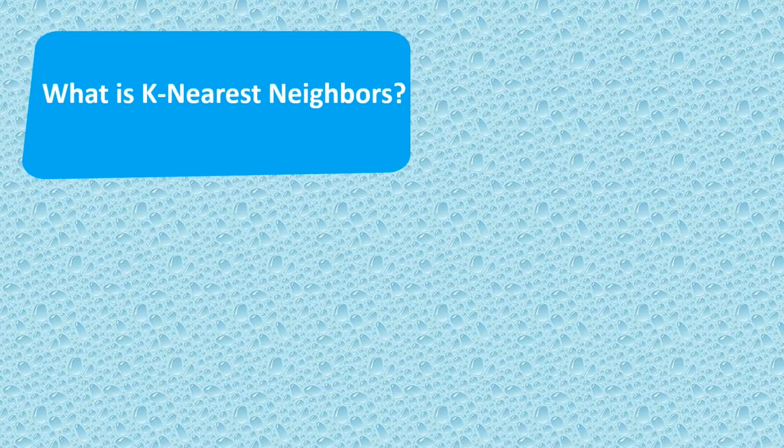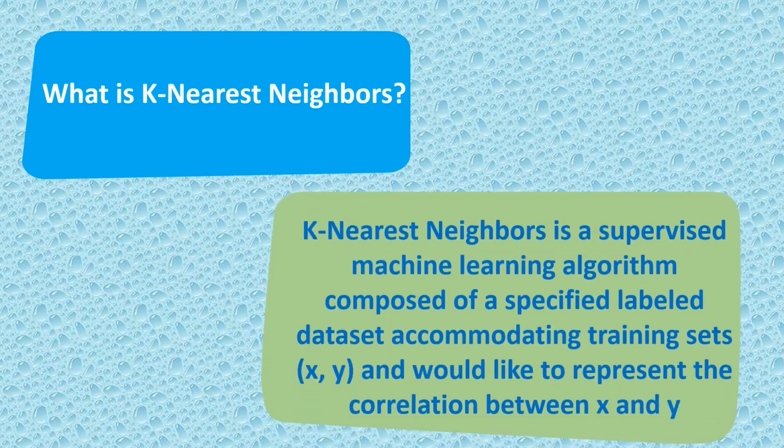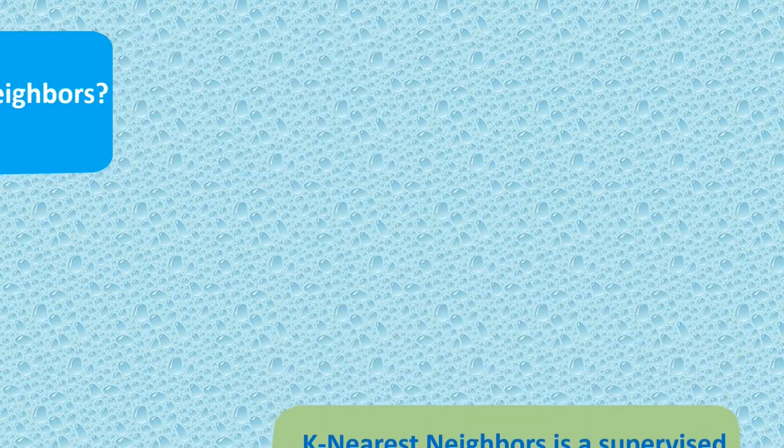Fine, today I am going to explain k-nearest neighbors with a practical demonstration. Let's start. So what is k-nearest neighbors? K-nearest neighbors is a supervised machine learning algorithm composed of a specified labeled dataset accommodating training sets x, y, and would like to represent the correlation between x and y.